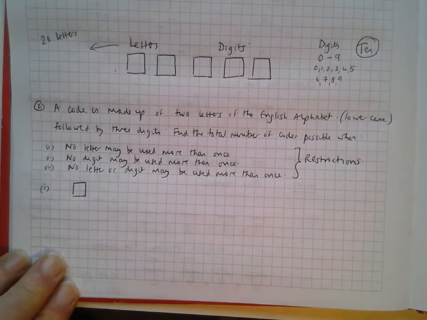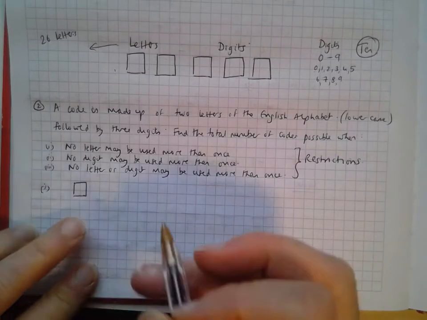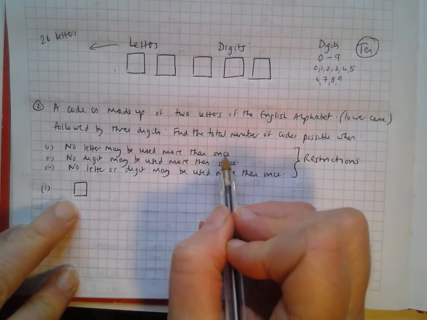But anyway, sorry, that's called a restriction. That sign is a restriction. You're not allowed to climb over the fence. A restriction means you can't do this. Okay, so in this case, no letter may be used more than once.